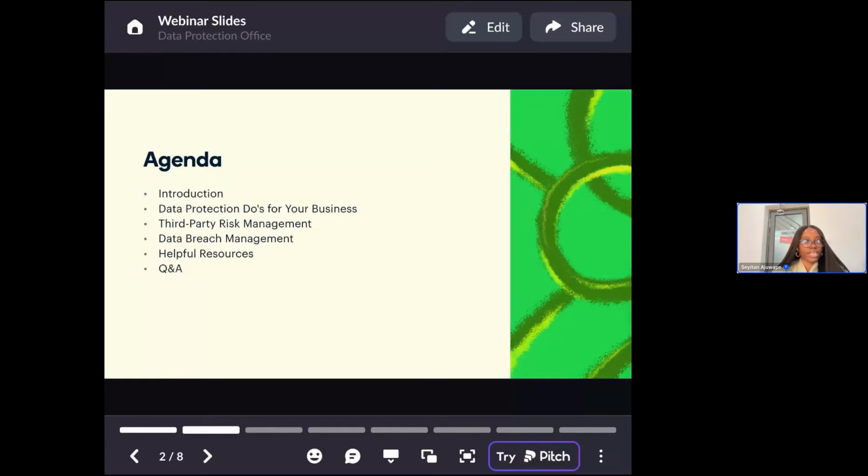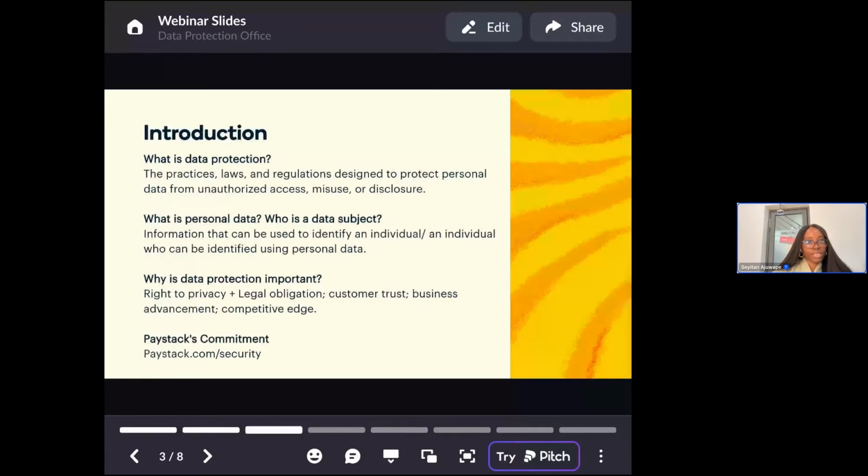Very briefly, I will go through the topics that we'll be covering today. There's a brief introduction, and then data protection rules for your business, what you should absolutely be doing. Then we'll cover third-party risk management, data breach management, and then we'll look at some helpful resources. And then we'll have a Q&A section. All right, let's get started.